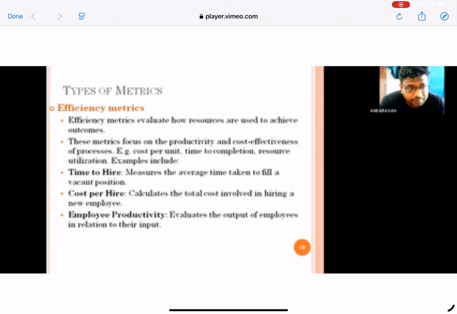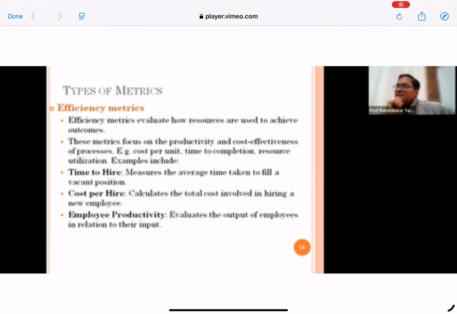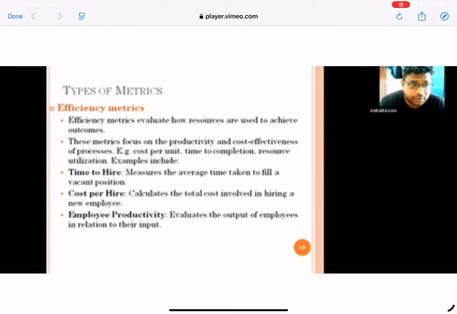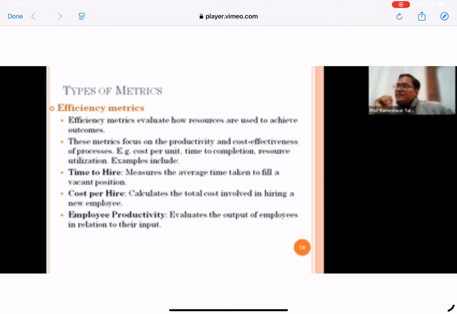Bad, sir. Why? At this level, all are freshers only. They will not be serving any notice period in any company. Now, what is your understanding of time to hire? Time to hire is the time taken by the recruitment and selection process. You have to give advertisement, you have to conduct interview, and then the person joins. The time taken for this whole process is 40 days.